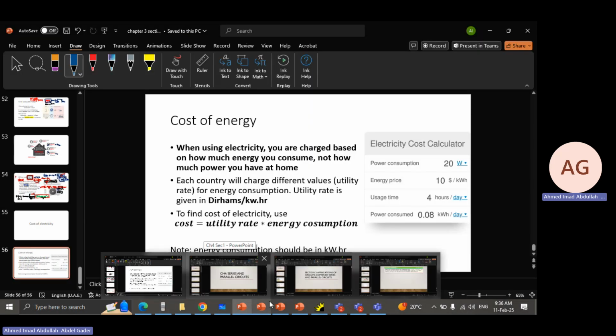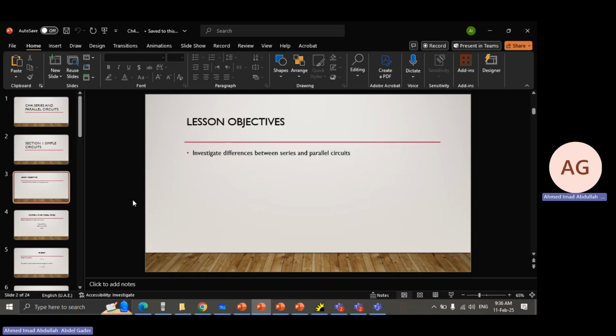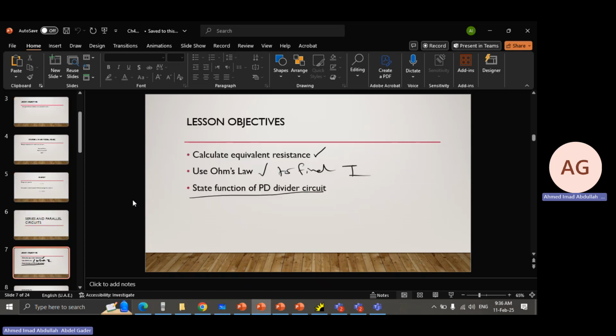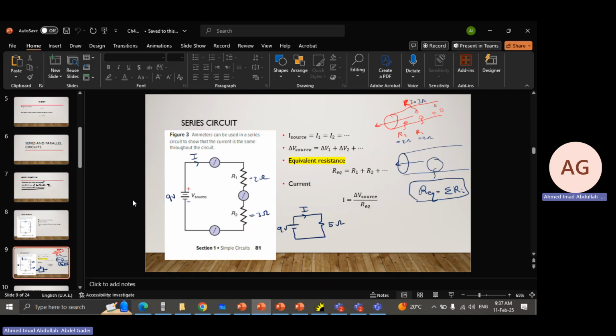Moving on. Let's go to series and parallel circuits. In series circuits, there's only one path for the current to take. And in series circuits, these are the rules which apply.